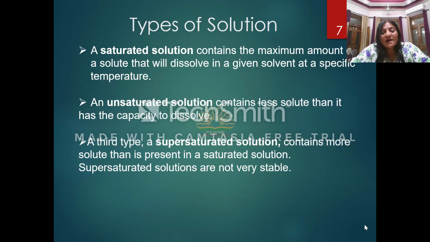An unsaturated solution contains less solute than it has the capacity to dissolve. A third type, a supersaturated solution, contains more solute than is present in a saturated solution. A supersaturated solution contains more solute particles than the saturated solution, and these solutions are not very stable. On cooling, the solute particles will reappear in the solution.